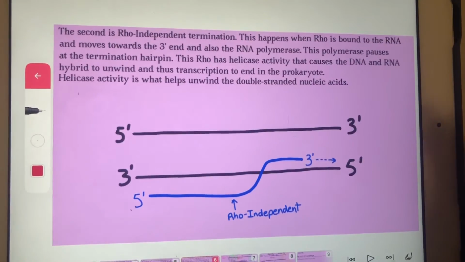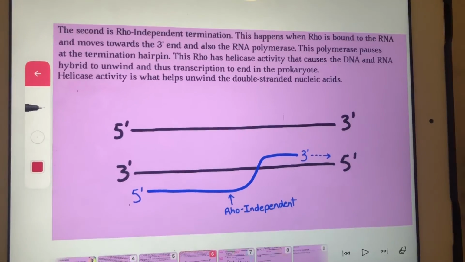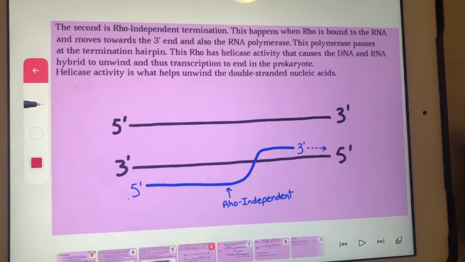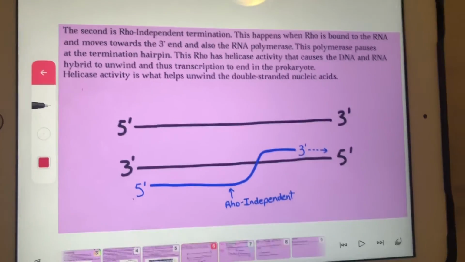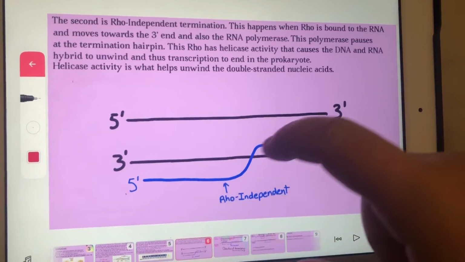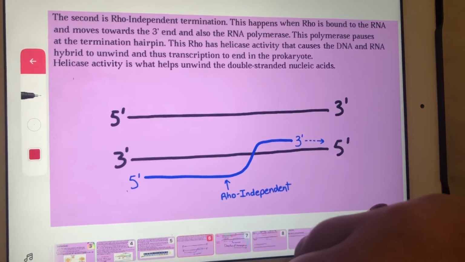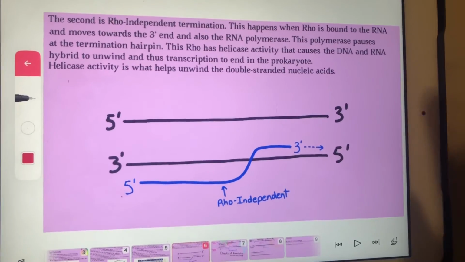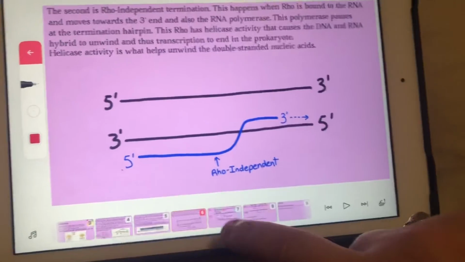The second is rho-dependent termination. This happens when rho is bound to the RNA and moves through towards the 3' end and the RNA polymerase. This polymerase pauses at the termination hairpin. Rho has helicase activity that causes the DNA and RNA hybrid to unwind and thus transcription to end in the prokaryote. Helicase activity is what helps unwind the double-stranded nucleic acids.